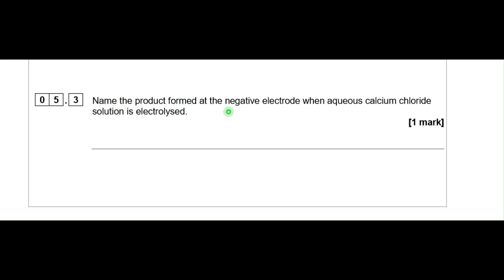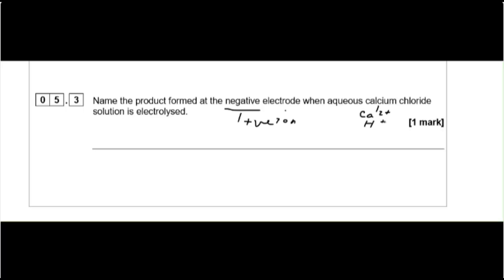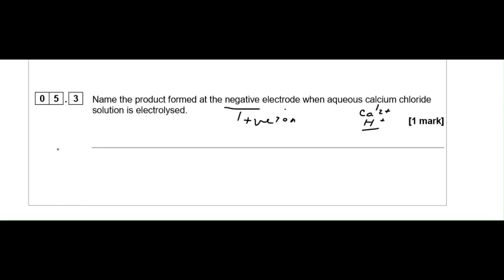5.3. Name the product formed at the negative electrode when aqueous calcium chloride solution is electrolyzed, and this is for 1 mark. If we're looking for a product at the negative electrode, a positive ion must be attracted to the negative electrode in order to be discharged. 2 positive ions present in calcium chloride solution are calcium, Ca2+, and hydrogen, H+. Now in this context, hydrogen, because it's lower in the reactivity series, is discharged in preference. So to get 1 mark for this question, we write hydrogen in the space provided.